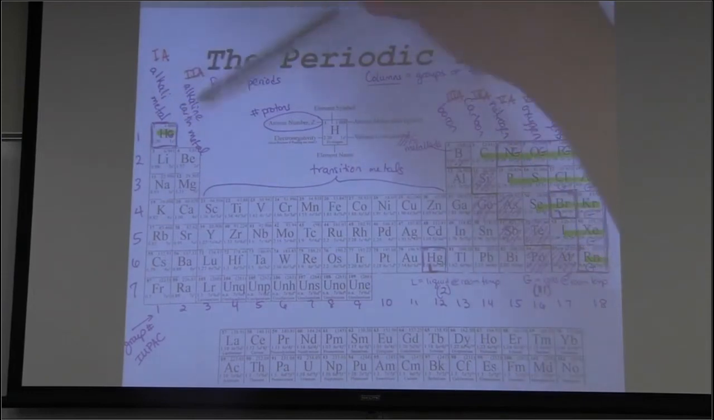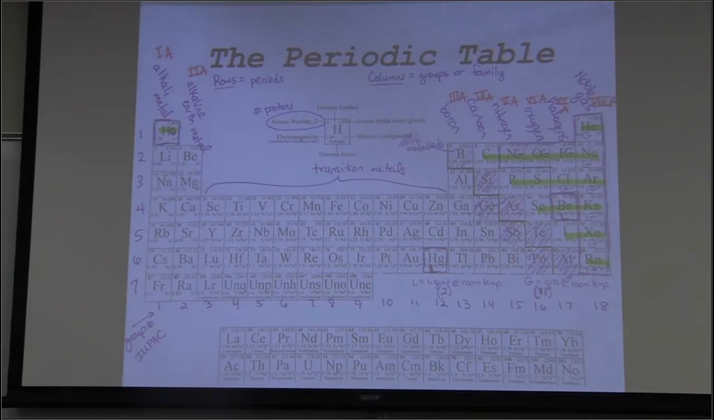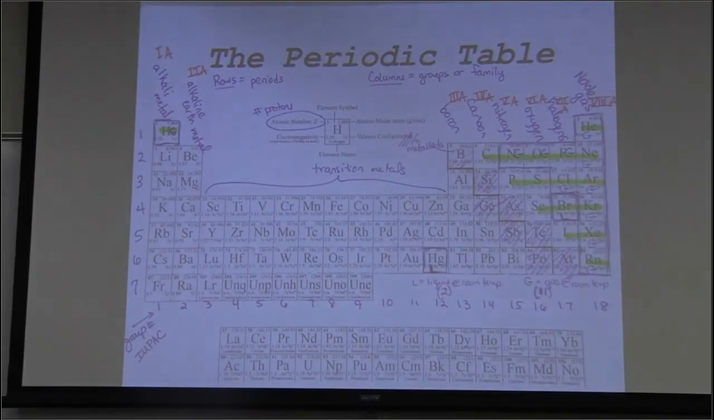The alkali metal, alkaline earth metal, halogens, and noble gases. Why am I having you learn those? Simply because those are real world words. Where have you heard of alkali or alkaline? Where have you heard those words? Nobody's ever heard those words. Where have you heard them? In your high school chemistry class. Okay, that's good. You learned it in high school chemistry class.